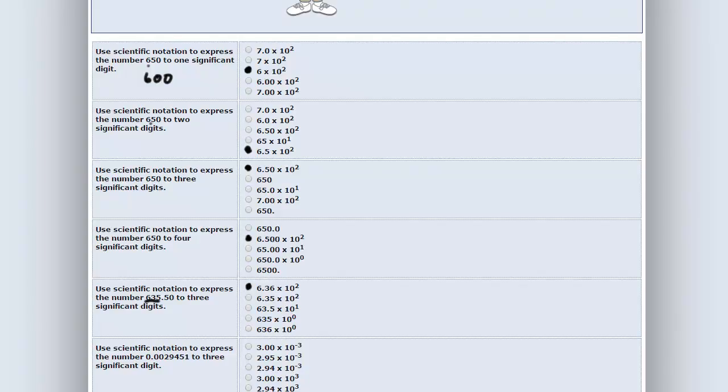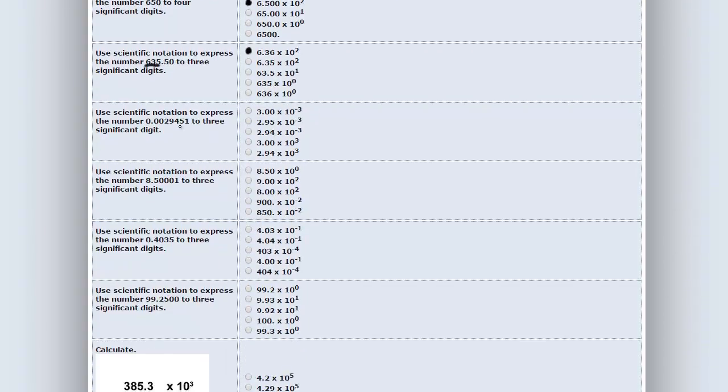Use scientific notation to express this number, 0.002945, to three significant digits. 1, 2, 3 to 294. This digit has a 5, but it's followed by other digits, so we're going to round up. So it would be 2.95 times 10 to the negative 3.